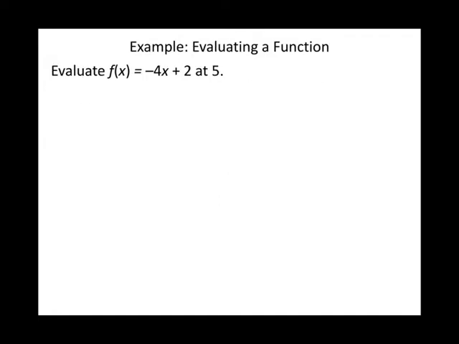Let's try an example. We have the function notation here. We want to find f of 5. I'm going to plug in x equal to 5. Do the math here. Negative 4 times 5, you're going to get negative 20. Negative 20 plus 2, you should get negative 18. So f of 5 will be equal to negative 18.